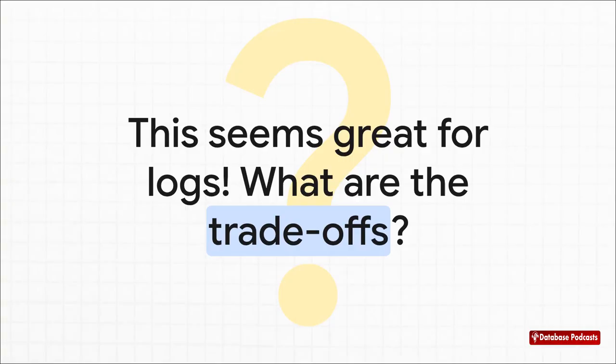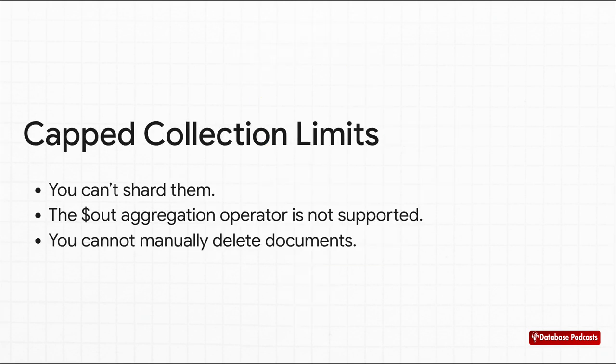You can probably already imagine how useful this would be for high-volume log data, where you just want to keep the most recent entries. But what's the catch? What are you giving up in order to get this cool automatic overwrite behavior? There are three really big ones to keep in your back pocket. First, you can't shard them. That means they're stuck on a single server, so they aren't great for massive distributed datasets. Second, you can't use the $out operator to pipe aggregation results into them.